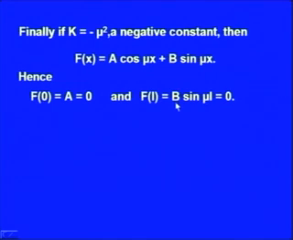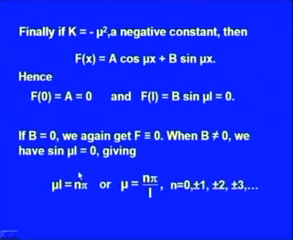Now, if you take here b equal to 0, then a and b both zeros will give you f(x) equal to 0 for all values of x, which will give you u equal to 0 for all x and t. So, b cannot be taken as 0. So, the other possibility is that sin mu l is equal to 0, and sin mu l equal to 0 then gives us mu l equal to n pi or mu equal to n pi by l, where n can take all integral values 0, plus minus 1, plus minus 2, plus minus 3 and so on.